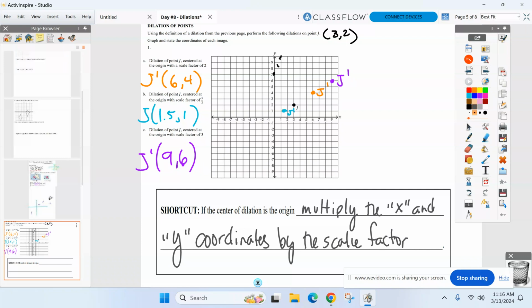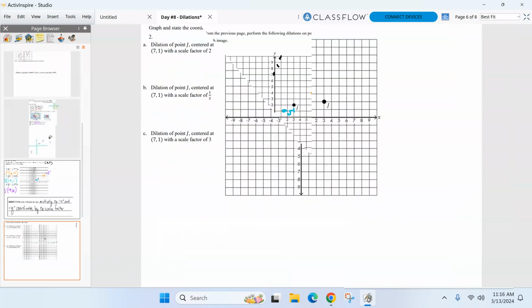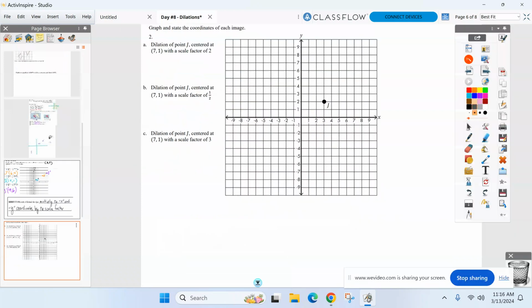All righty? Well, what happens if we don't dilate around the origin? Nothing. You just can't use the shortcut. We're just going to use slope still. Notice in number 2, I moved the center of dilation from the origin to 7, 1. So here's the center. J's either going to get closer to it or further away, depending on the scale factor. Scale factor of 2. Let's find out where J prime is.